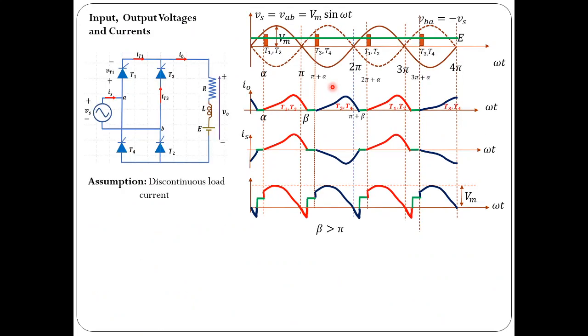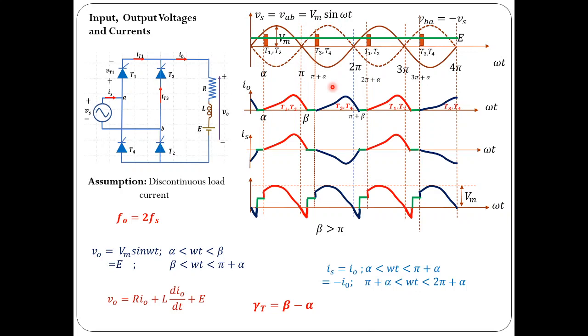Let us see how to compute the average and RMS values. In order to compute them, you should know the mathematical expressions for V0, I0, and Is, and so on. We know the output frequency is double that of the input frequency. V0 is equal to Vm sin omega t, from alpha to beta.